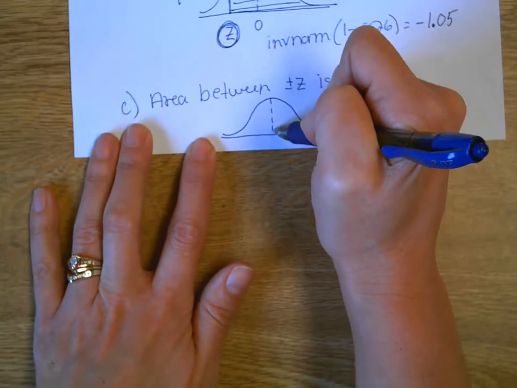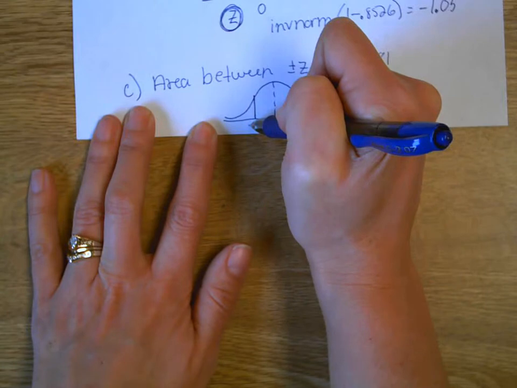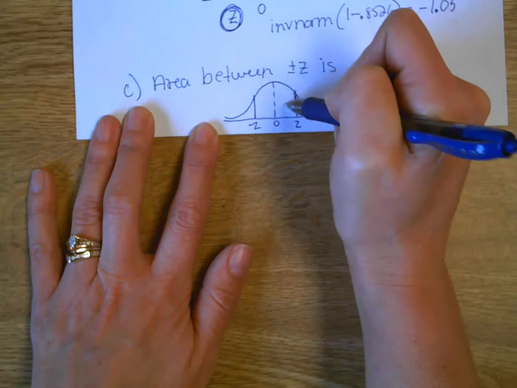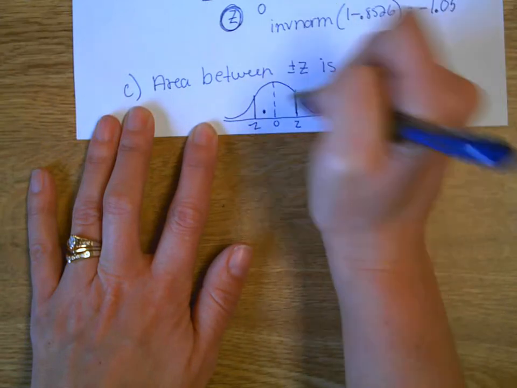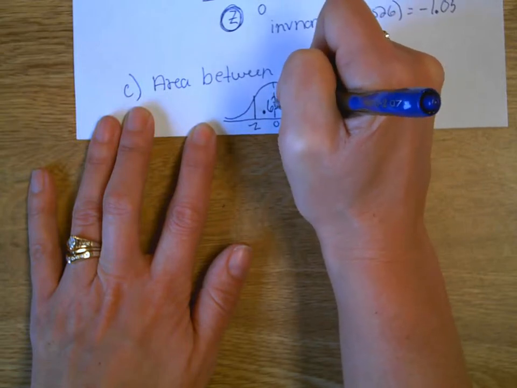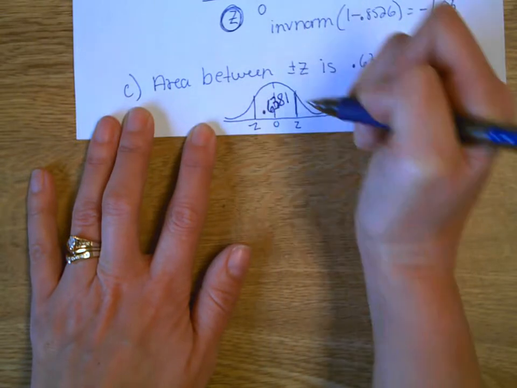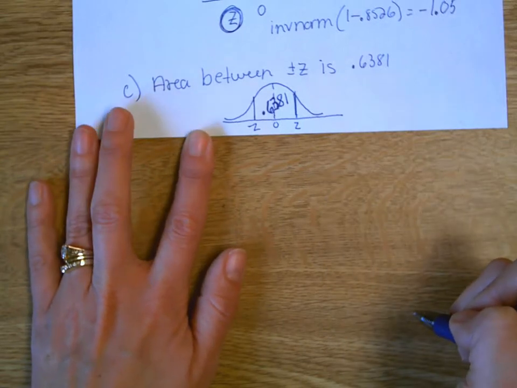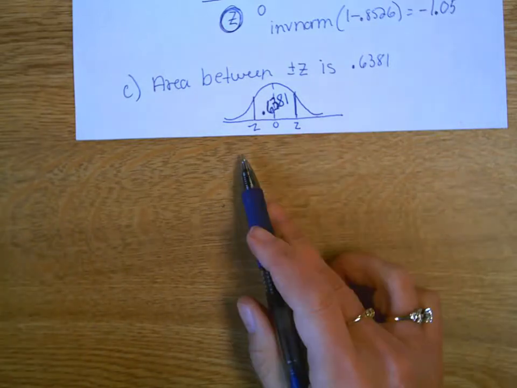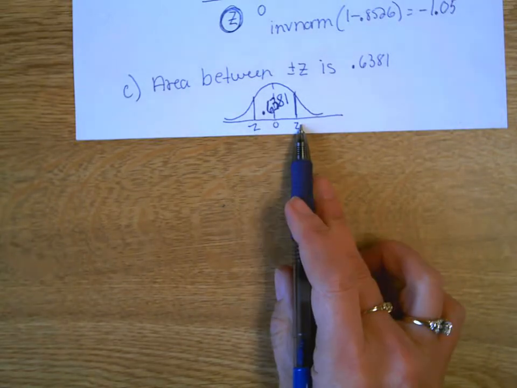So here's my 0. Symmetrical z-scores, negative z to positive z. And I know the area between these two is .6381. This one takes a little bit of work. Yeah, you knew we couldn't have the whole day be super easy. Okay, so once I find one of the z-scores, the other one's just the opposite. If I find the positive one, then the other one's just the negative. If I find the negative one, then this one's just the opposite, positive.